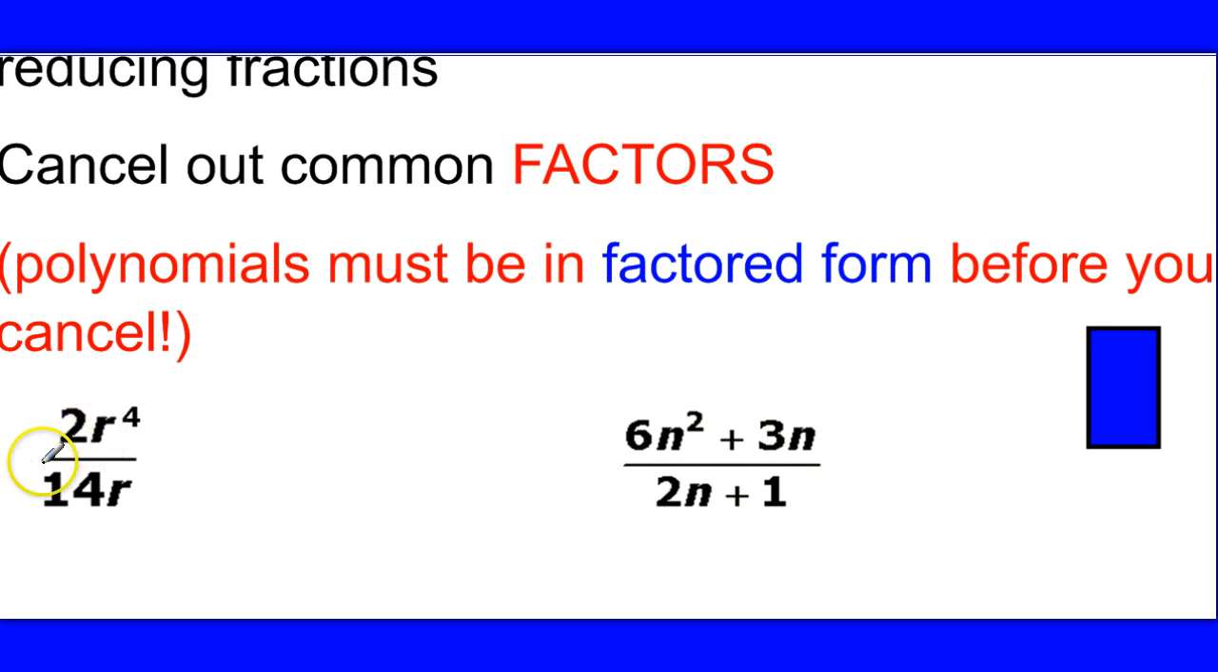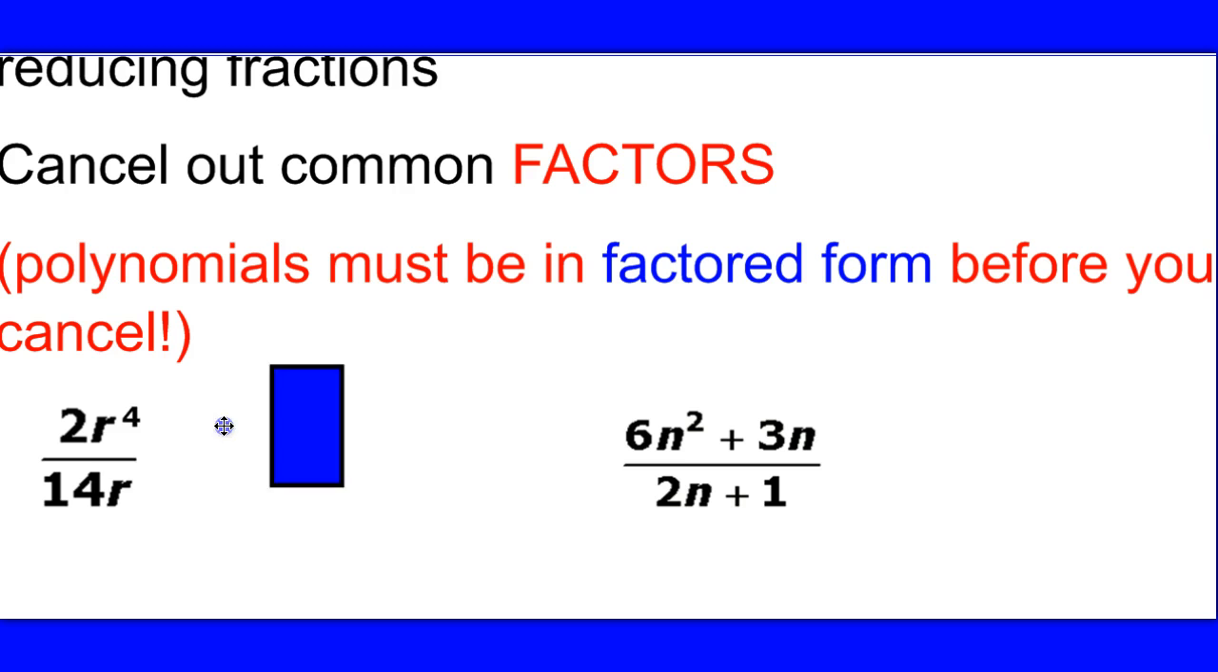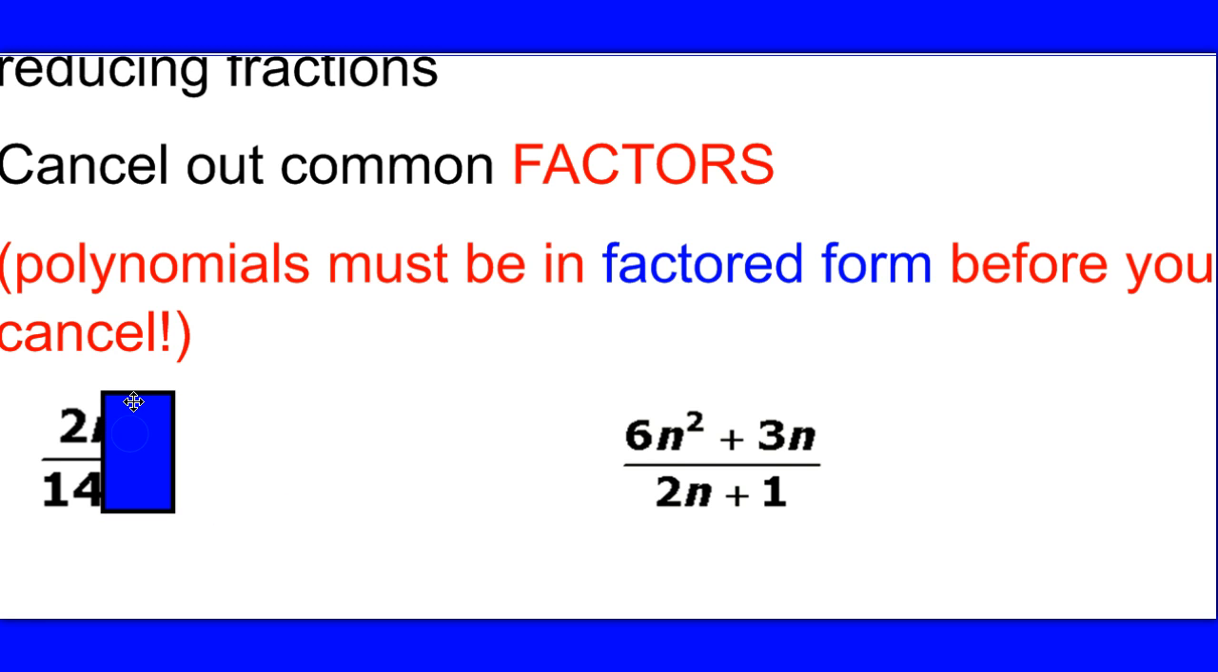I have a monomial and a monomial. So that means I can just cancel out the parts. So I want you to look at it like this. Look at the numeric part of it, the coefficients. Can that be reduced? Yes. 2 will go into 2 one time. 2 will go into 14 7 times.